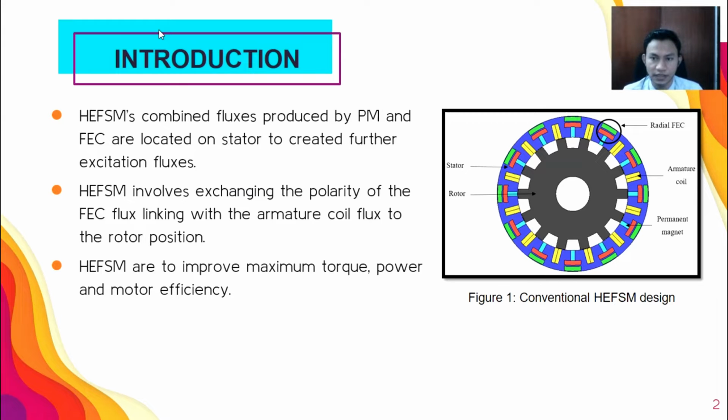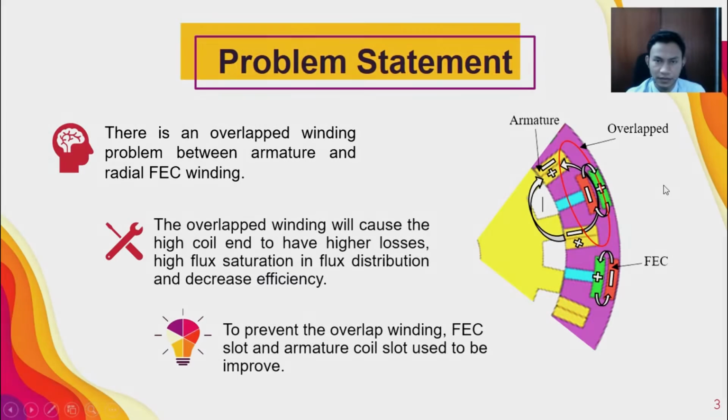The operation of the HFSM is exchanging the polarity of the FEC flux linking with the armature coil flux according to the rotor position. The benefit of the HFSM is that we can improve maximum torque, power, and motor efficiency. For the problem statement, by referring to the right figure, which is from the previous study.